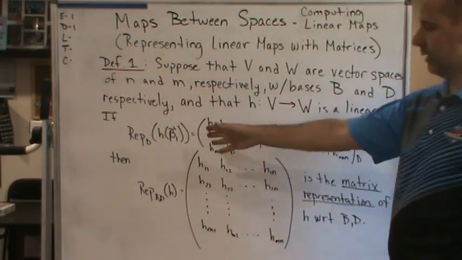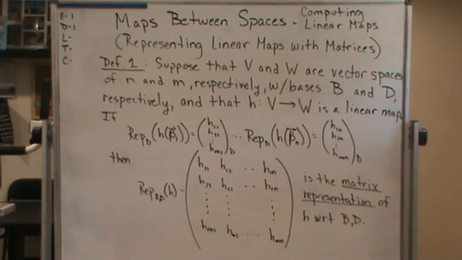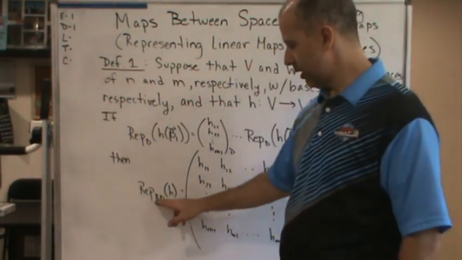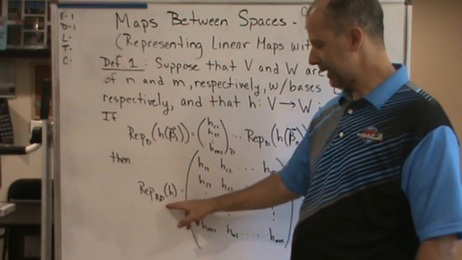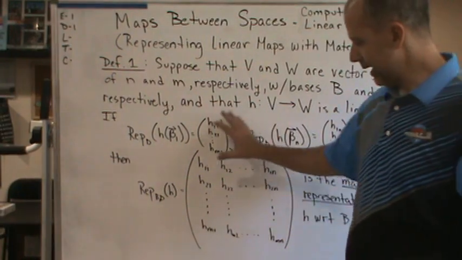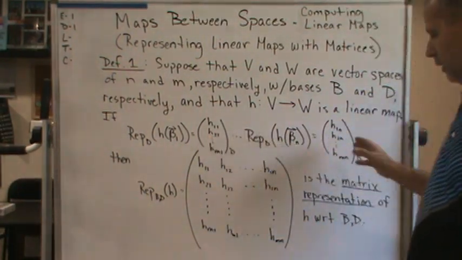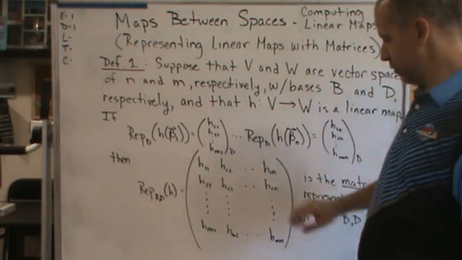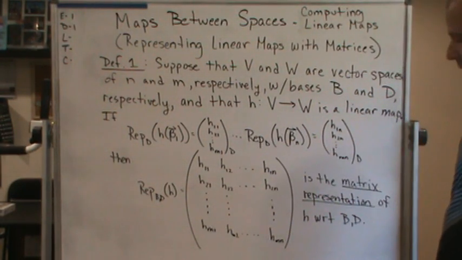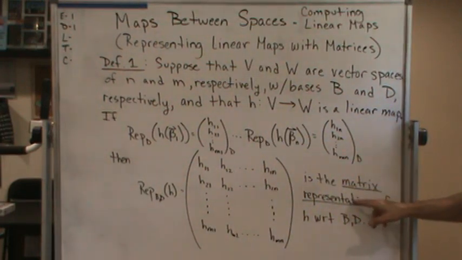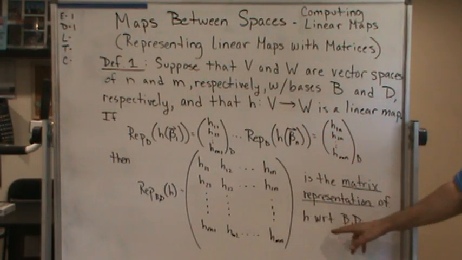So we're going to have these column vectors. If that's true, then the representation with respect to B comma D of H, the mapping, is given by this matrix. Basically, we're joining the column vectors into a matrix, an m by n matrix, because there's m rows and n columns. This is called the matrix representation of H with respect to B comma D. Okay? That is the definition.